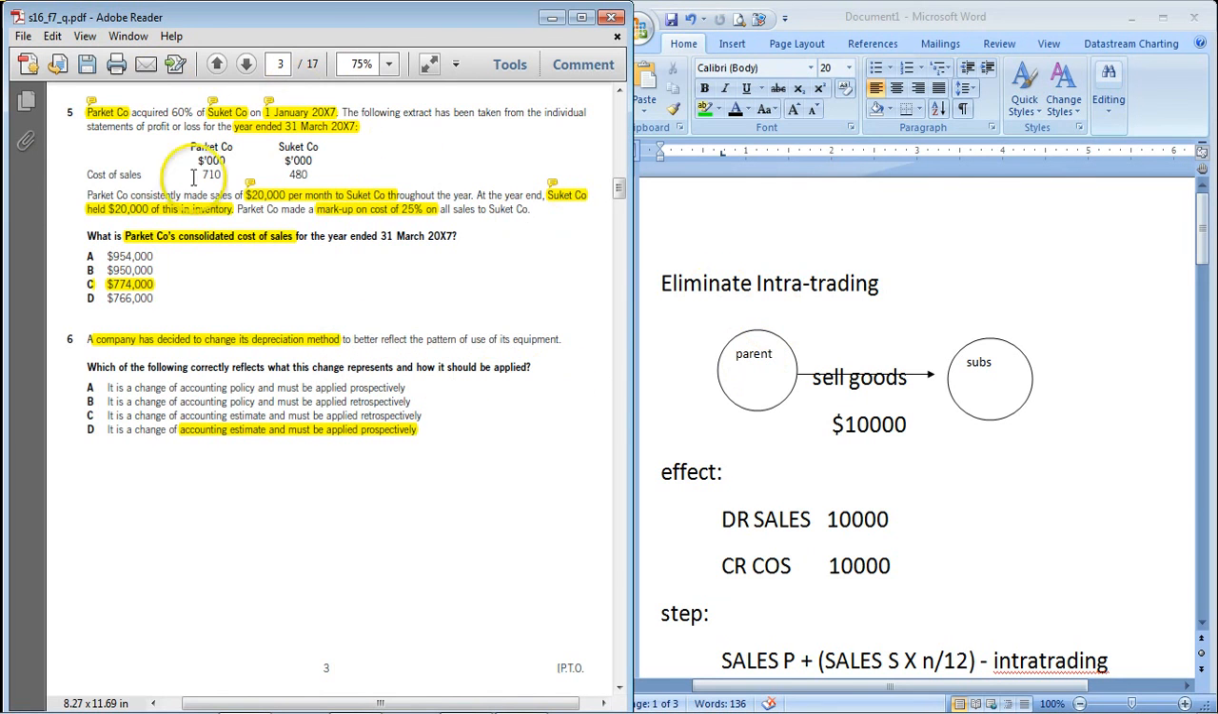Alright, that's all on the consolidated statement of profit or loss. Basic understanding. Probably you can apply this understanding not only in sections A, B, and C as well when you do published statement of profit or loss.